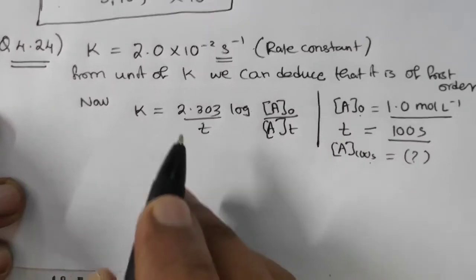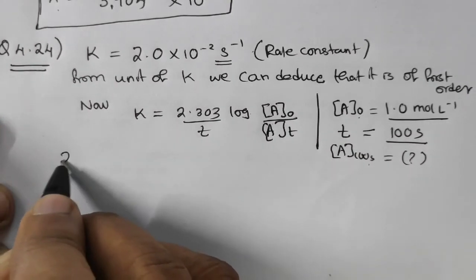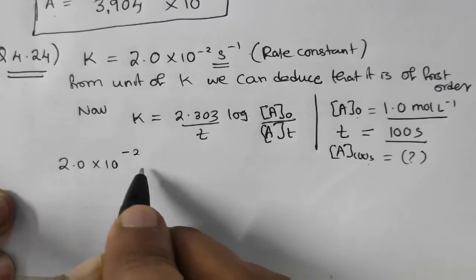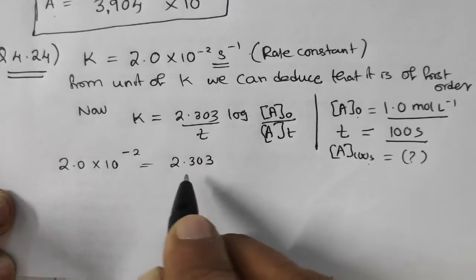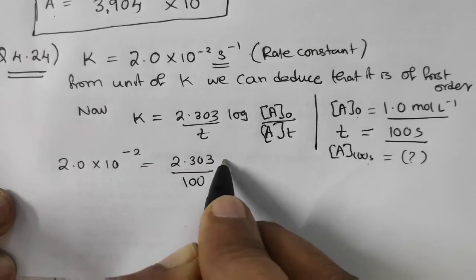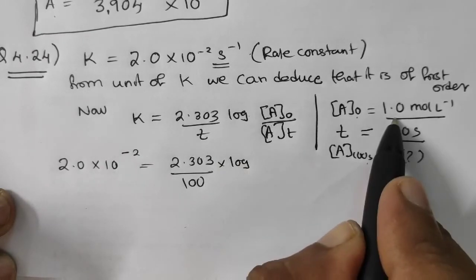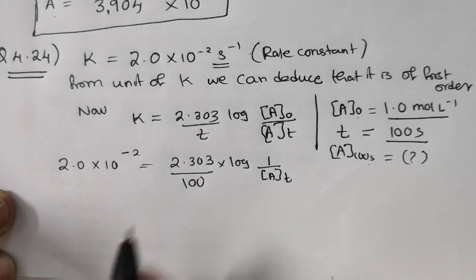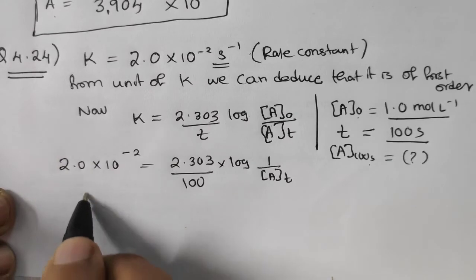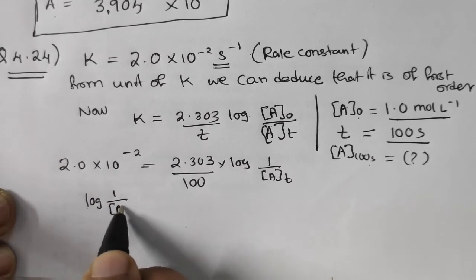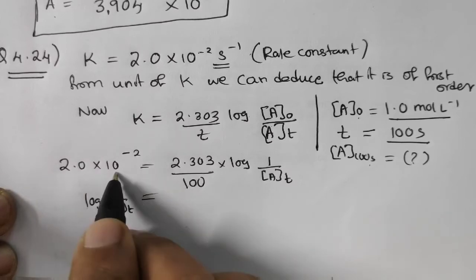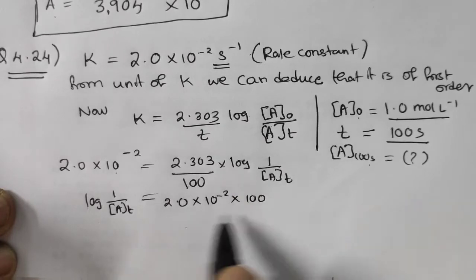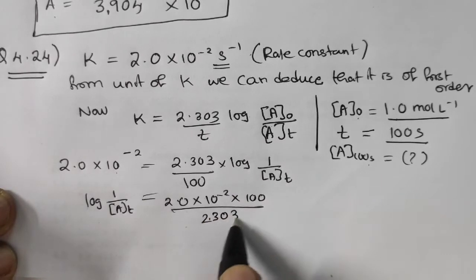So A0 by A. Now the value of K is given to you. K is 2.0 into 10 raised to minus 2, which is equal to 2.303 by 100 into log A0 by A, where A0 is 1. So 1 upon A, like this I can write. Now we can simplify this: log 1 upon the final concentration is equal to 2.0 into 10 raised to minus 2 into 100 divided by 2.303.